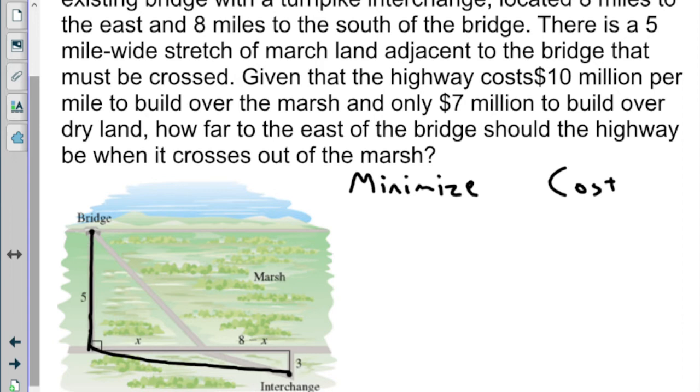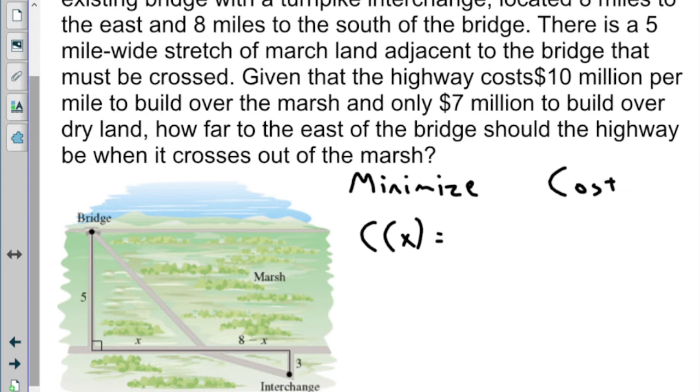So the idea is that we are looking to have a system that is the most efficient possible, that has the best balance of the amount that it costs to add an extra road and the amount that it costs to build on that different area. So we need an equation for cost. If that's what we're looking to minimize, then we need an equation for cost. I'm going to put it as C of x.